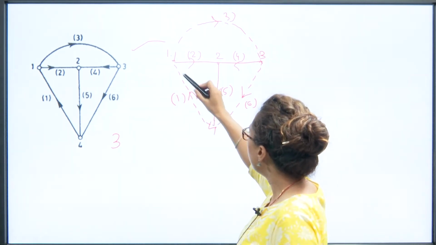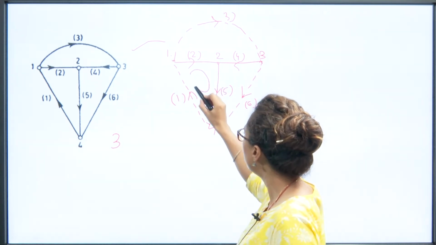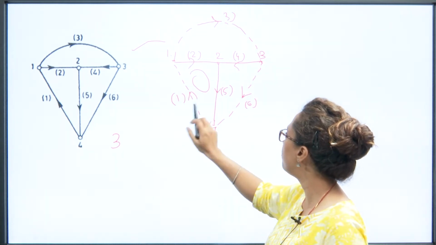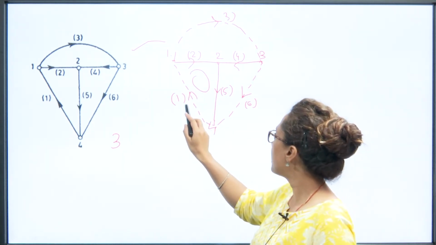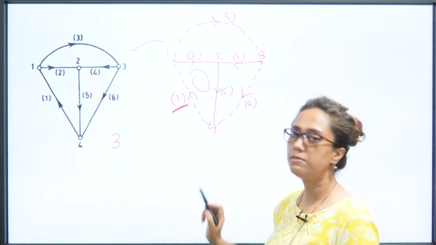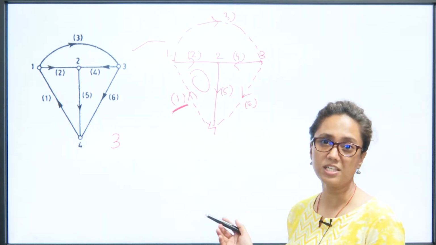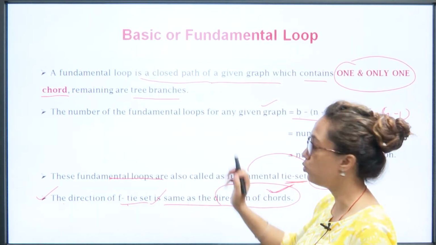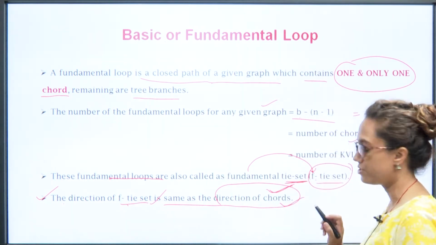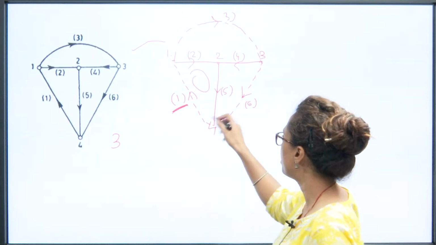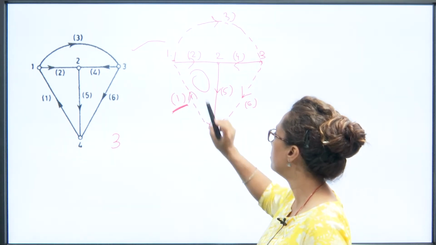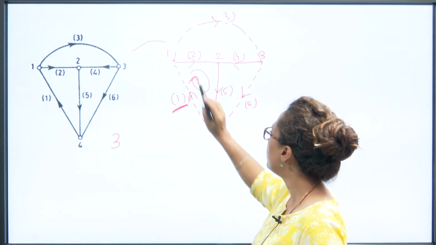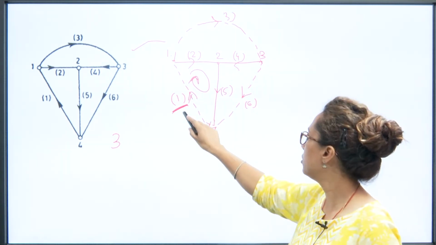It means if we take this loop, it contains branch 2, branch 5 and branch 1, right? It can be seen that branch 1 is the only branch which is not a tree branch. It means it is one chord. And the next property also says that the direction of the fundamental loop is the same as the direction of your chord, right? It means this loop's direction will be the same as the direction of your chord.